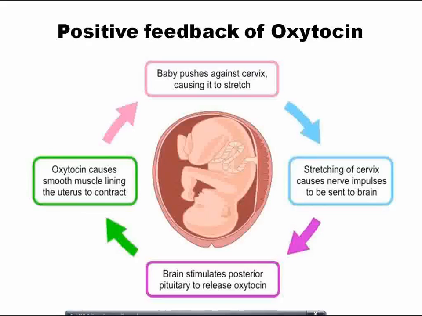So the positive feedback of oxytocin once again is: the baby pushes against the cervix, causing it to stretch. Stretching of the cervix causes nerve impulses to be sent to the brain. The brain stimulates the posterior pituitary to release oxytocin, and oxytocin causes the smooth muscle lining of the uterus to contract. And the more the contraction, the more the baby pushes against the cervix. So this positive feedback goes on till the baby is delivered.